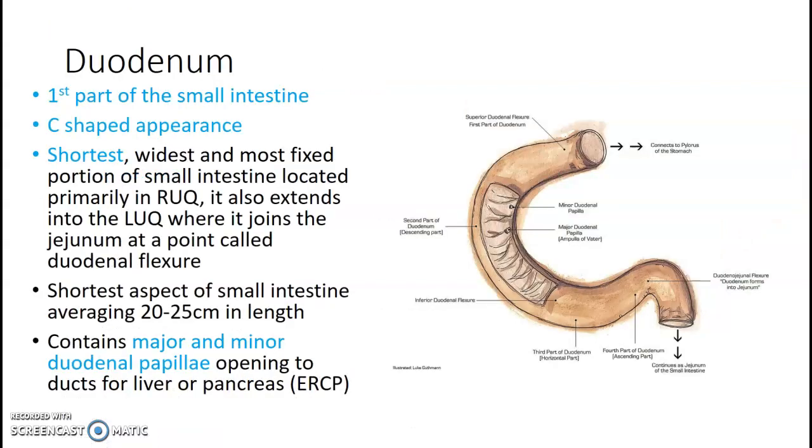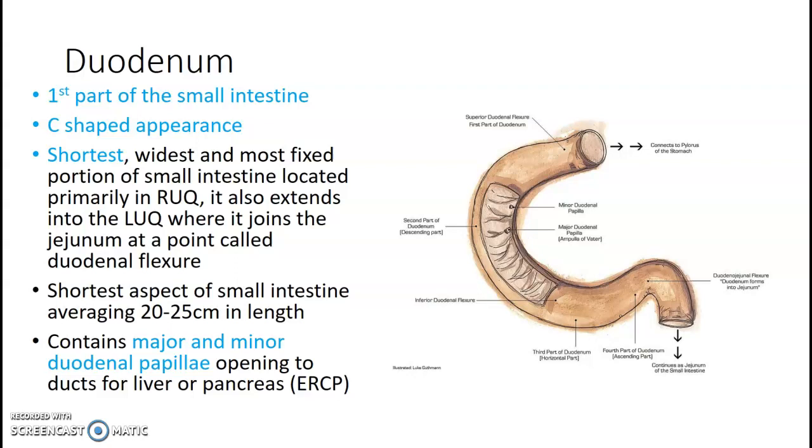Our duodenum is the first part of the small intestine, shaped like a C. It's the shortest, widest, most fixed portion, and located primarily in the right upper quadrant. Also extends into the lower. It joins the jejunum at a point called the duodenal flexure. It contains the major and minor duodenal papilla, openings to the ducts for the liver and pancreas.